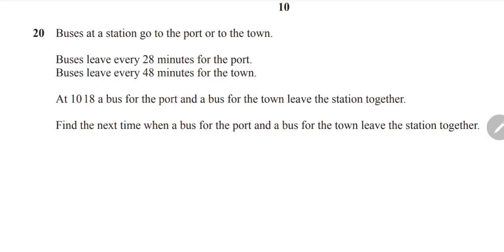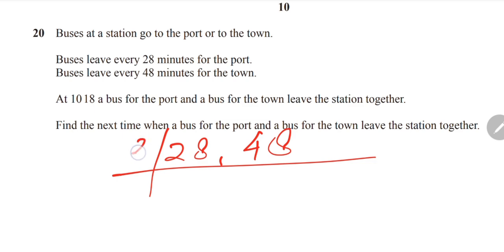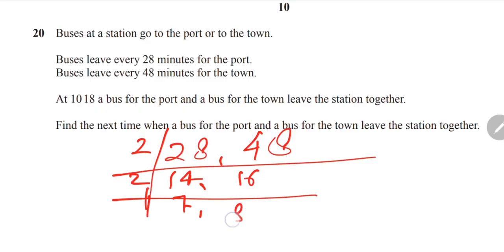I think this is an interesting question. So we have two different times, 28 and 48. First of all, we have to find the LCM of these two numbers. We need to find the common time for 28 and 48. When you divide this by 2, you get 14 and 24, and again when you divide by 2, you get 7 and 12.